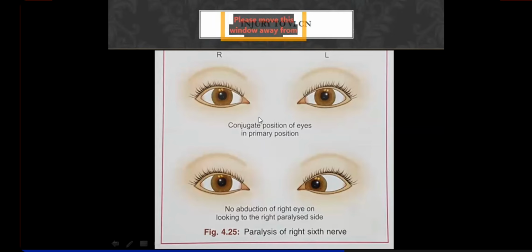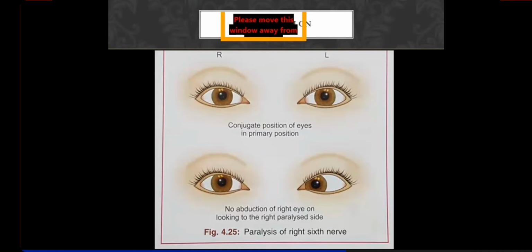Then conjugate movements of the eyes, conjugate position of the eyes in a primary position when you are asking the subject to focus towards you, so both the eyes here are seeing in the normal position. Then to check for the abducent nerve. As I told you, abducent nerve is lateral rectus.